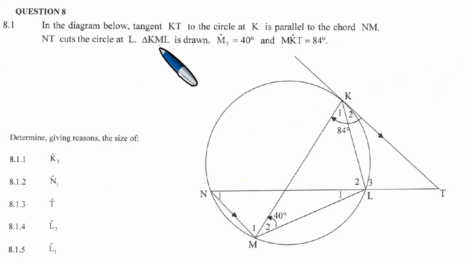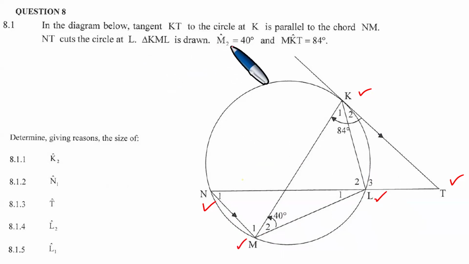Okay, in the diagram below, tangent KT. So you have tangent, this is K, and that is T, to the circle at K is parallel to the chord NM, and this is the chord. NT cuts the circle at the point L. Triangle KML is drawn.